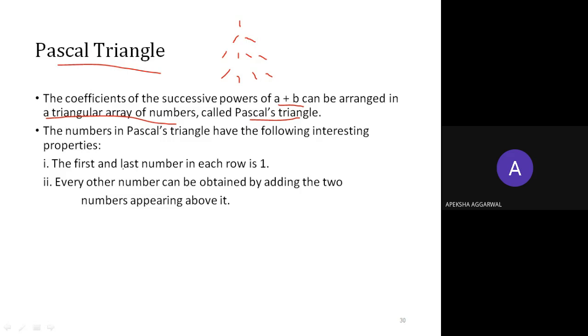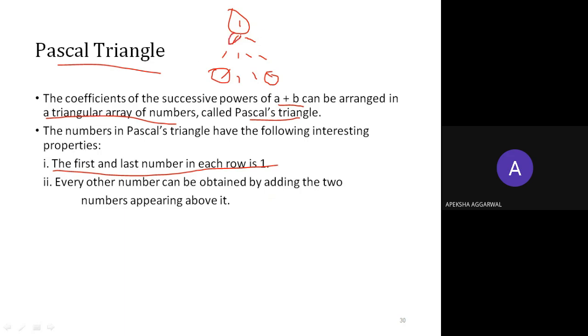Okay. Now there are two interesting properties. This is very, very important. First and last number in each row. So this is first row, this should be 1. In every row, first number and last number should be 1. And every other number is obtained by adding the two numbers appearing above it.